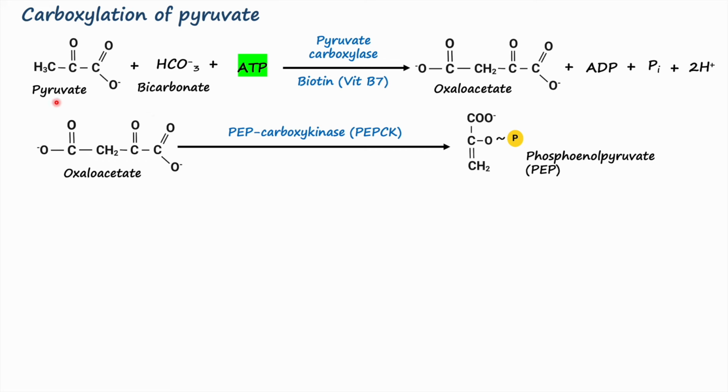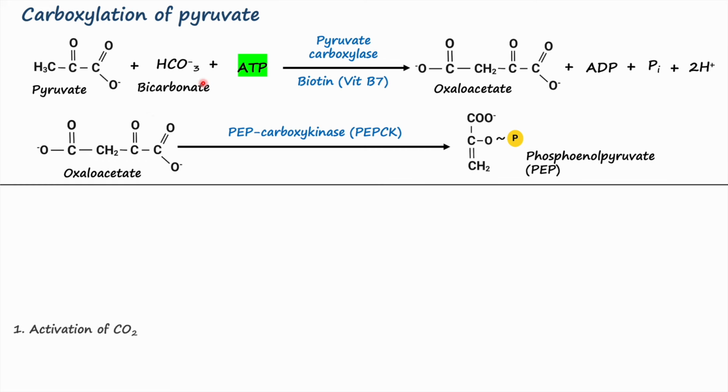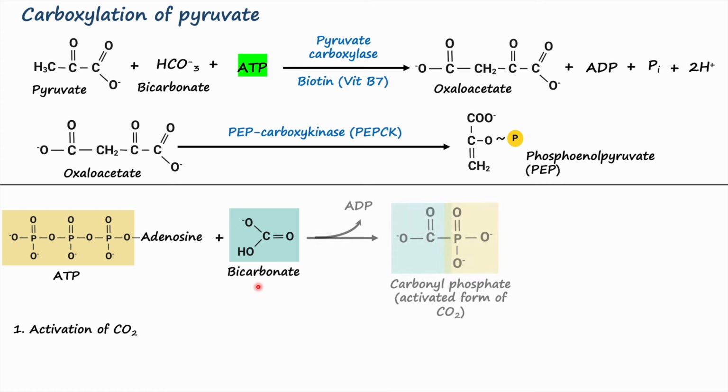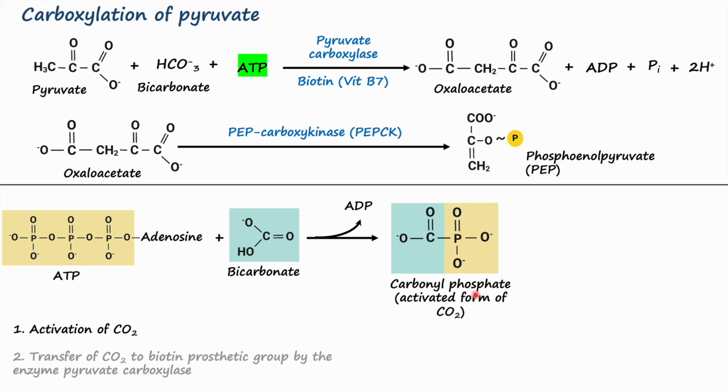Now, I first want to talk in a little more detail about how pyruvate is carboxylated into oxaloacetate. The first step is the activation of carbon dioxide. For this, there is an interaction between ATP and bicarbonate to synthesize carbonyl phosphate. This is the activated form of carbon dioxide, and it also releases ADP. So carbon dioxide is linked to the phosphate group.